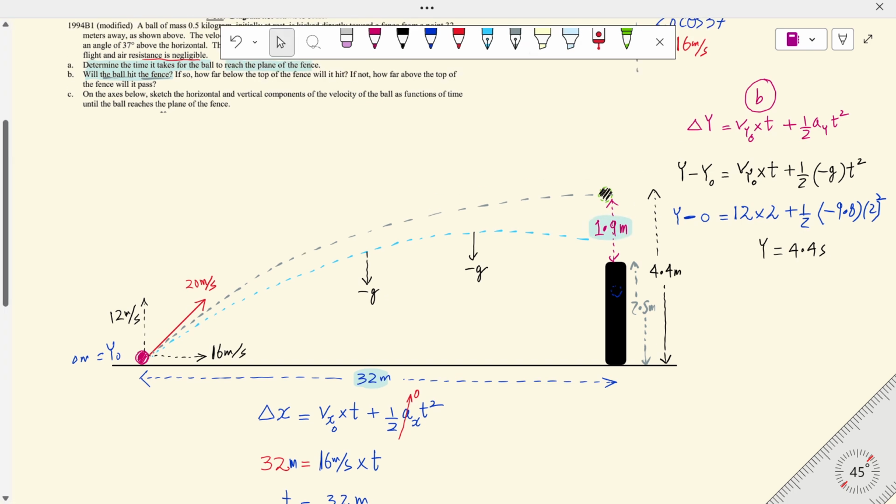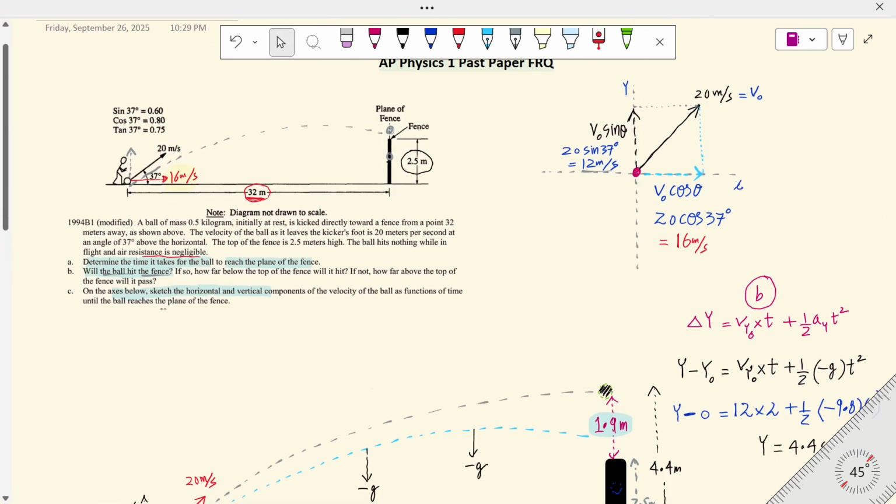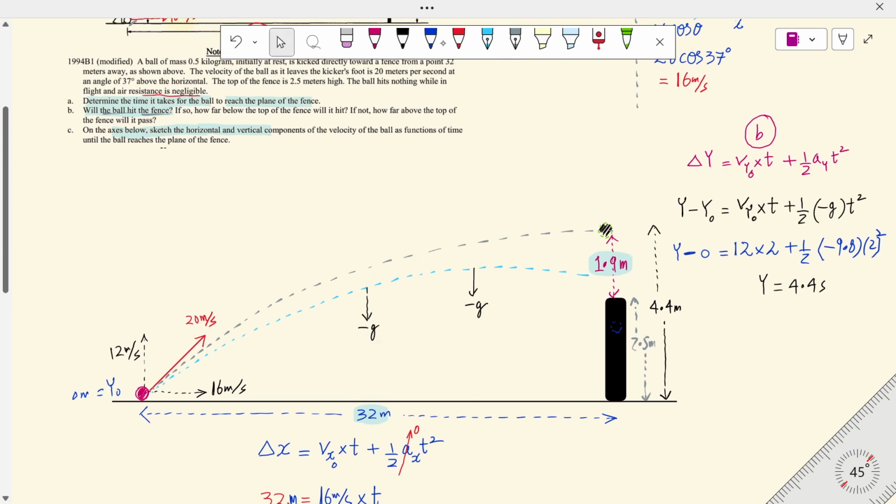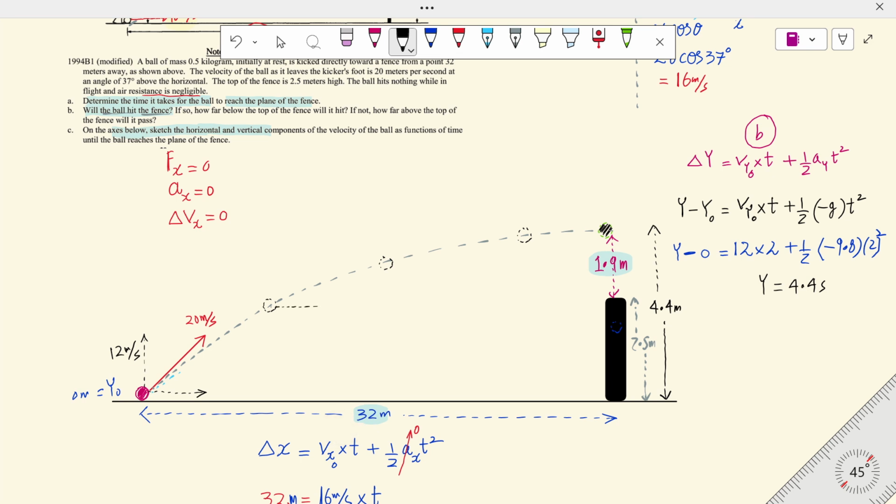So now let's go to the next question, which is about the graph, and we have to sketch the horizontal and vertical components. You remember I told you that the horizontal component will not change. What is the reason behind that? There is no force along the x-axis, so there is no acceleration in the direction of x, which means the change in velocity for x is 0, so at all points the x component of velocity will be the same. So students, it means that this is, sorry, 16 meters per second at all positions.